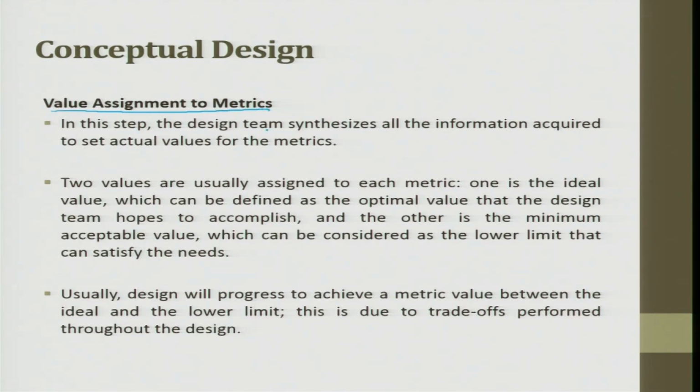In this step, the design team synthesizes all the information acquired to set actual values for the metrics. Two values are usually assigned to each metric. One is the ideal value, which can be defined as an optimum value that the design team hopes to accomplish, and the other is the minimum acceptable value, which can be considered as the lower limit that can satisfy the need.